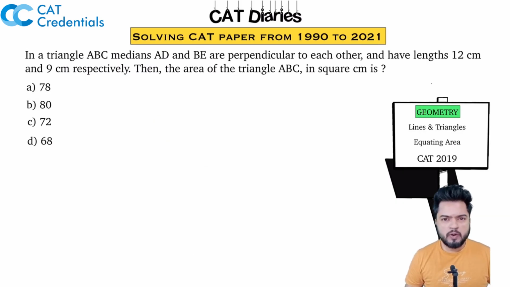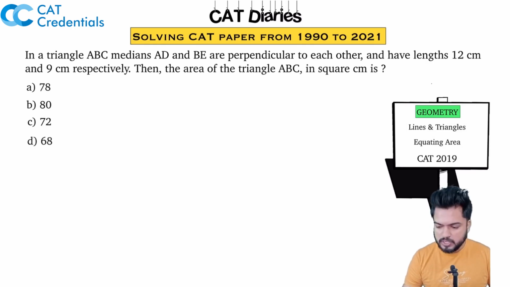So we see another problem where we have to equate areas to find out lengths. Okay, let's understand now which formula of area will you use to find out the length that is being asked in the problem. So this problem appeared in CAT 2019, and it says that in a triangle ABC, medians AD and BE are perpendicular to each other. So we know what is a median. A median divides the opposite side into two equal parts. But these two different medians are intersecting at an angle of 90 degrees. That is what is given in this problem. And they have lengths of 12 and 9 centimeters respectively, then the area of triangle ABC in square centimeters is.